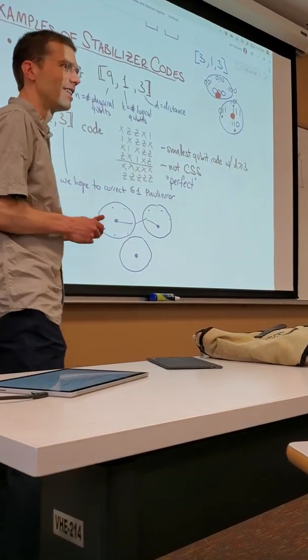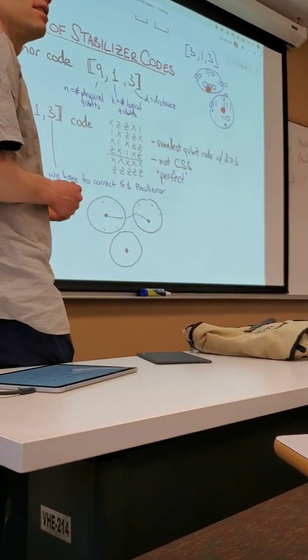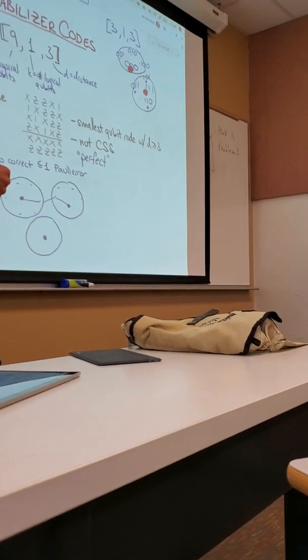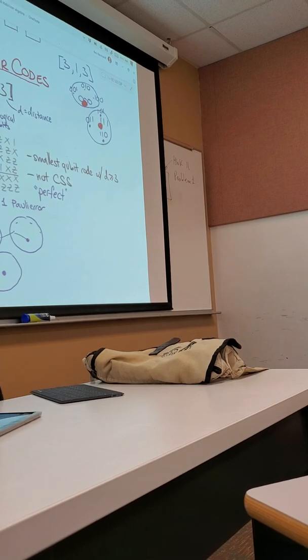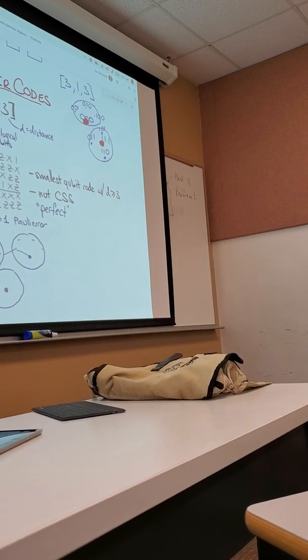What was I talking about? The distance. Python code. Distance of t between two poles. Right, it has distance 3. I was talking about why it's perfect.